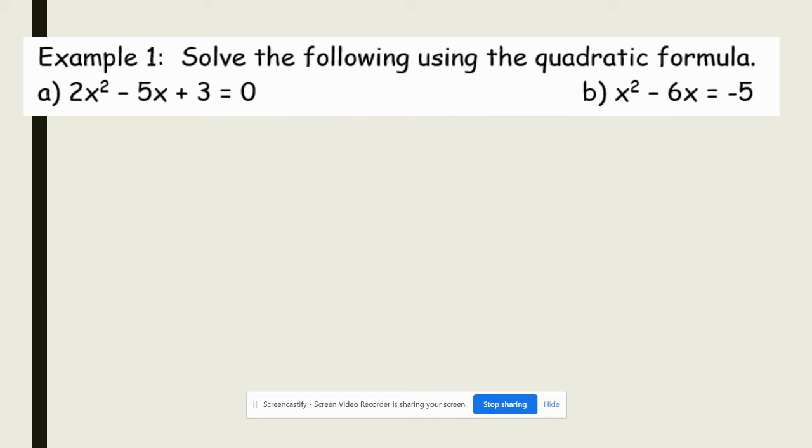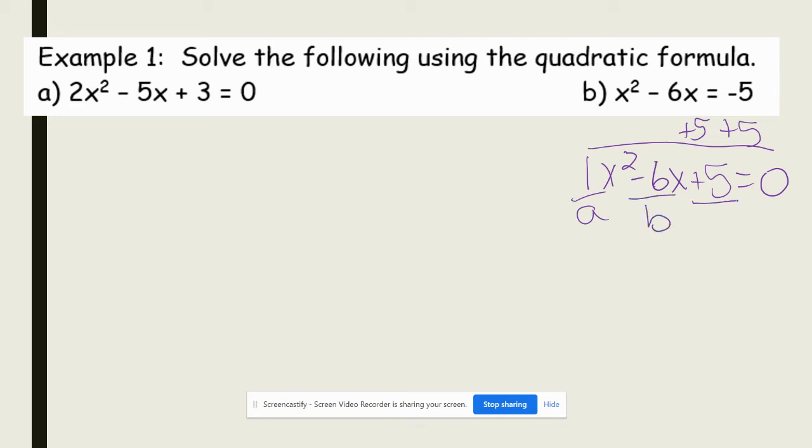For letter B, this is not equal to 0. I'll start with moving the 5 over. The opposite of a minus 5 is a plus 5. So we have x squared minus 6x plus 5 is equal to 0. I have standard form. It's equal to 0. There's a 1 in front of that x squared, so our a is 1, our b is negative 6, and our c is 5.